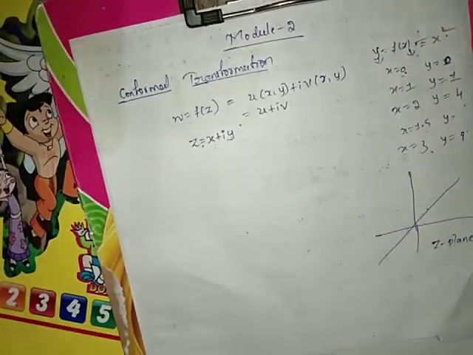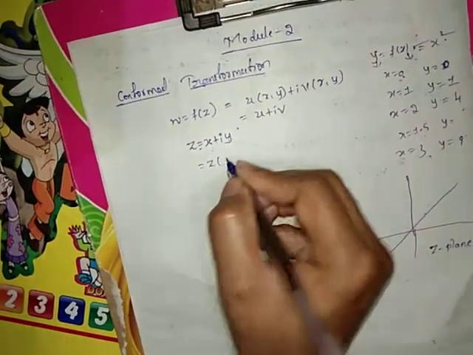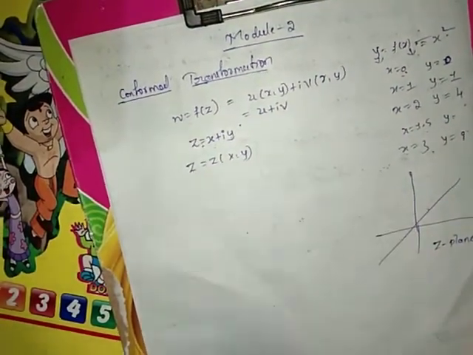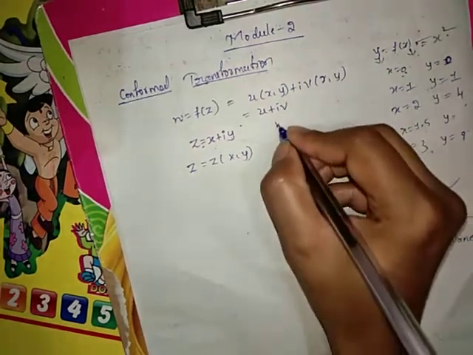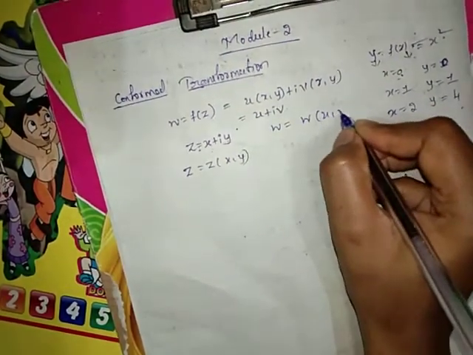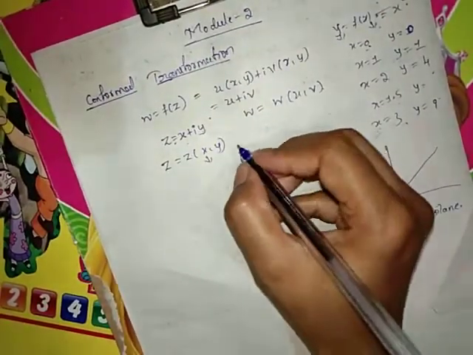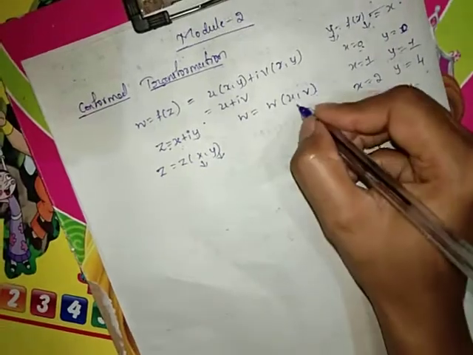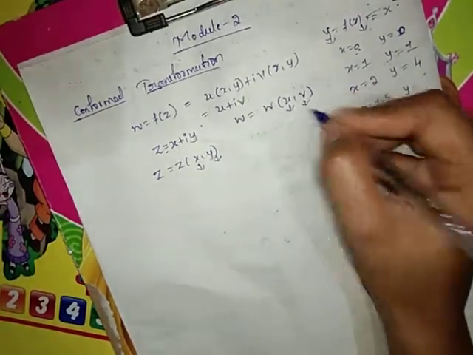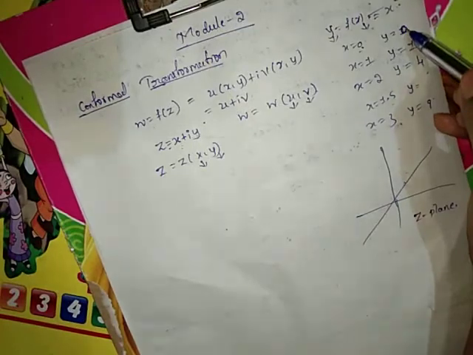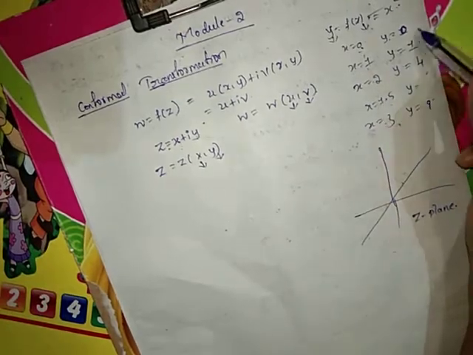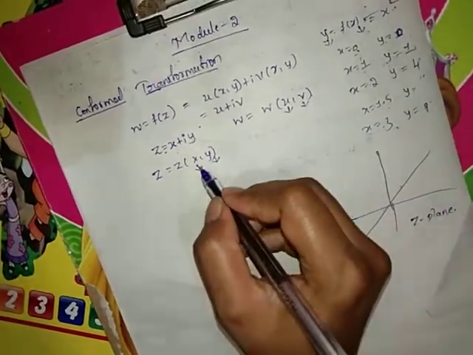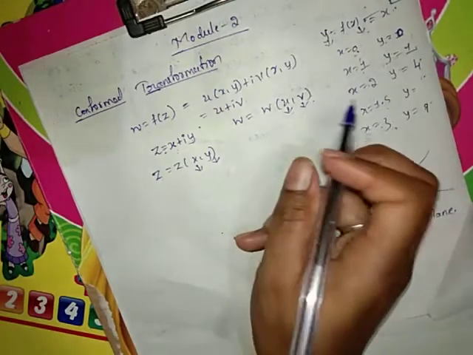Means z is a function of x and y. Is that clear? z is a function of x and y. Correct? Similarly, w is a function of u and v. For a particular value of x, there is a value of y. Like this, for every value of x, there is a y. Similarly, for every value of u, there is one value of v.